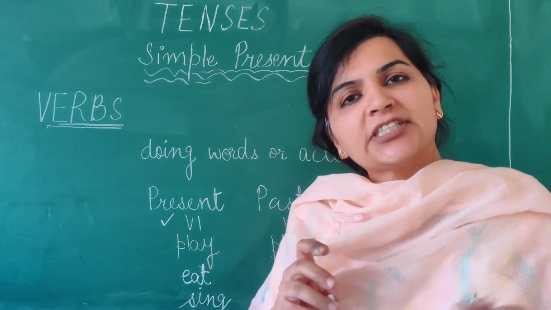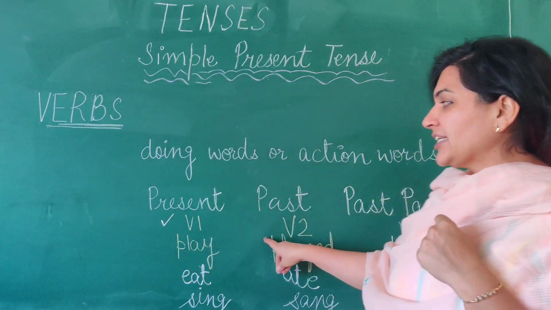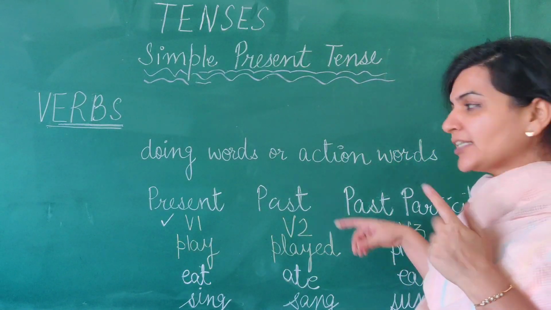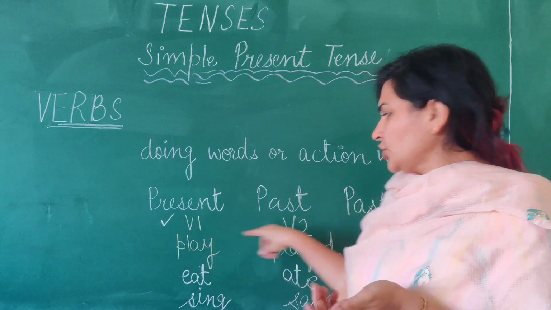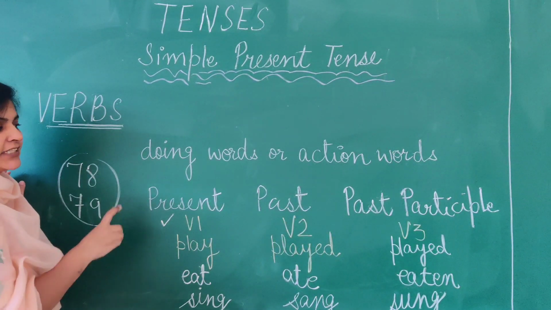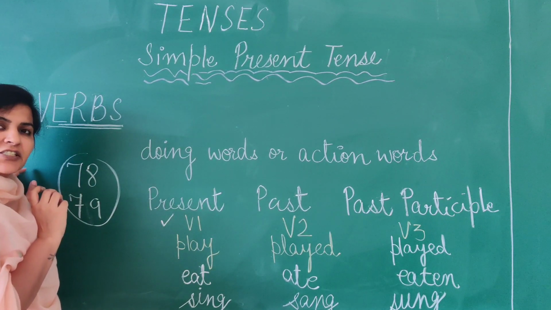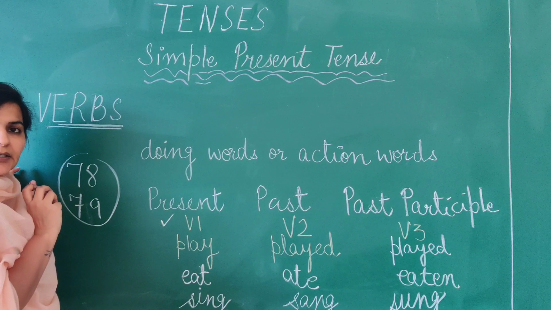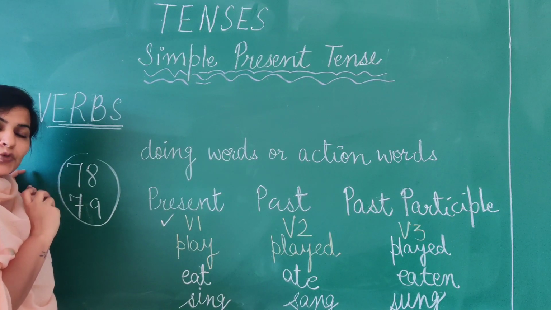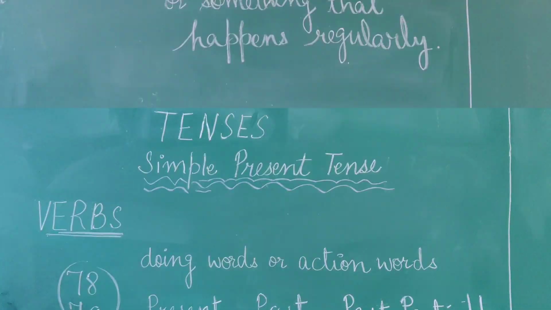Similarly, children, we have other verbs, like go, went, gone. Wash, washed, washed. Page number 78, 79 has the verb forms if you want to learn them, and I will suggest you please go through them. Let's now move further in the class, and I'm going to speak about the usage.